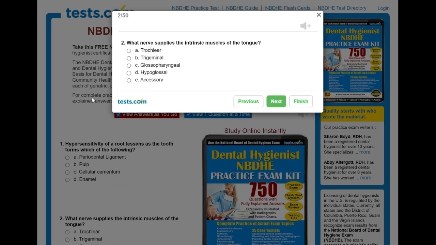Question 2. What nerve supplies the intrinsic muscles of the tongue? A. Trochlear. B. Trigeminal. C. Glossopharyngeal. D. Hypoglossal. E. Accessory.